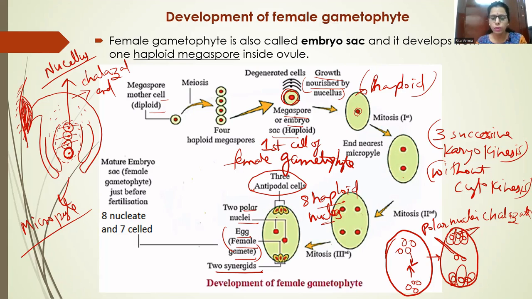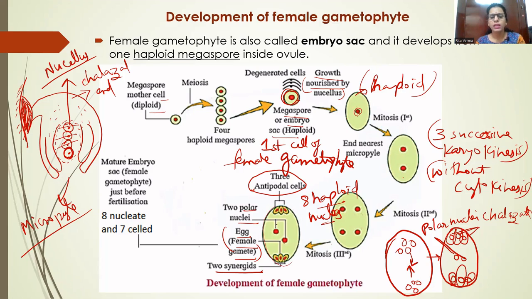Okay, now if you count this one, how many cells are present? 1, 2, 3 antipodal cells. Then 1, 2 synergids. So 3 plus 2 is 5, and then 1 egg cell, 6. So 6, plus this one large cell, one large cell inside which all these cells are present. So there are a total of 7 cells. So how many cells are present in the female gametophyte?